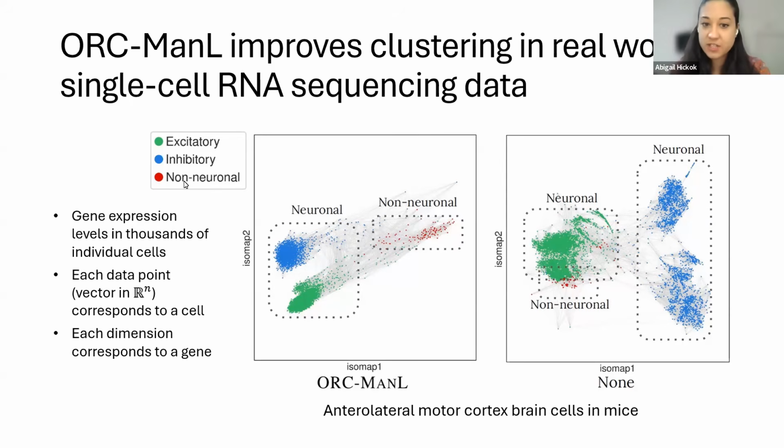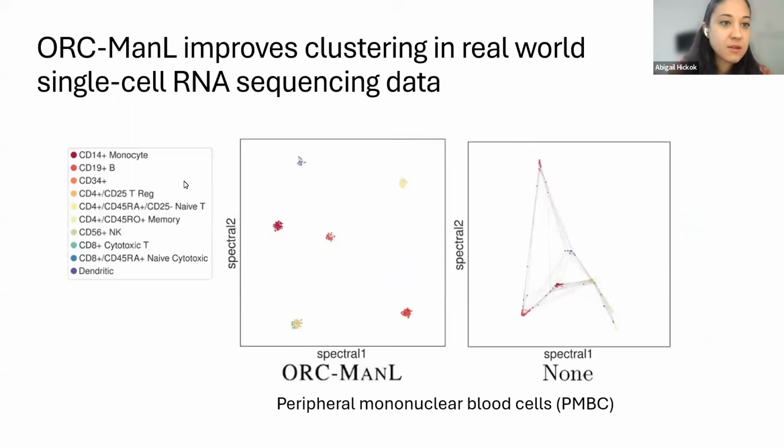This is a motor cortex brain cell data set. And we can see here when we use ORC-ManL as a pre-processing step and then feed that into isomap to get a low dimensional embedding, we get a better separation of ground truth clusters and also less fragmentation compared to on the right here, where we see these neuronal cells, these inhibitory cells, splitting. This is a very common benchmarking set used for single cell RNA sequencing data sets.